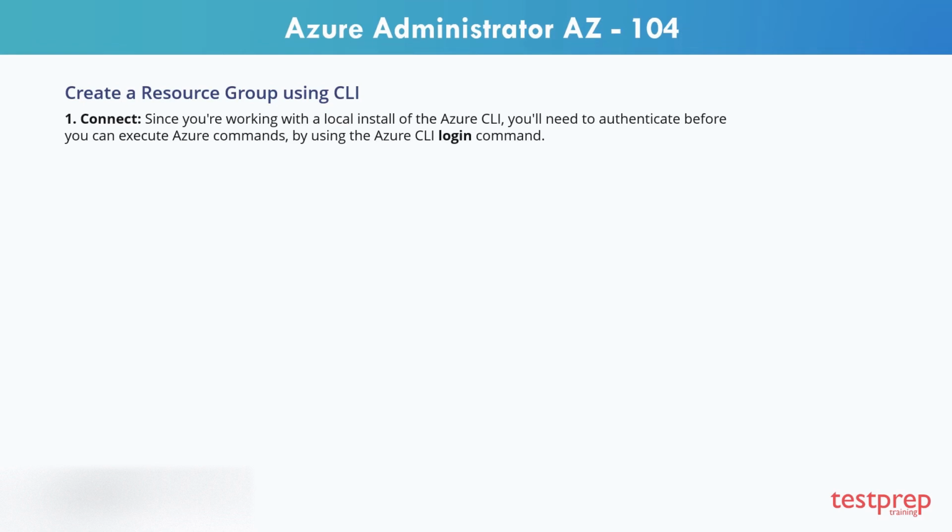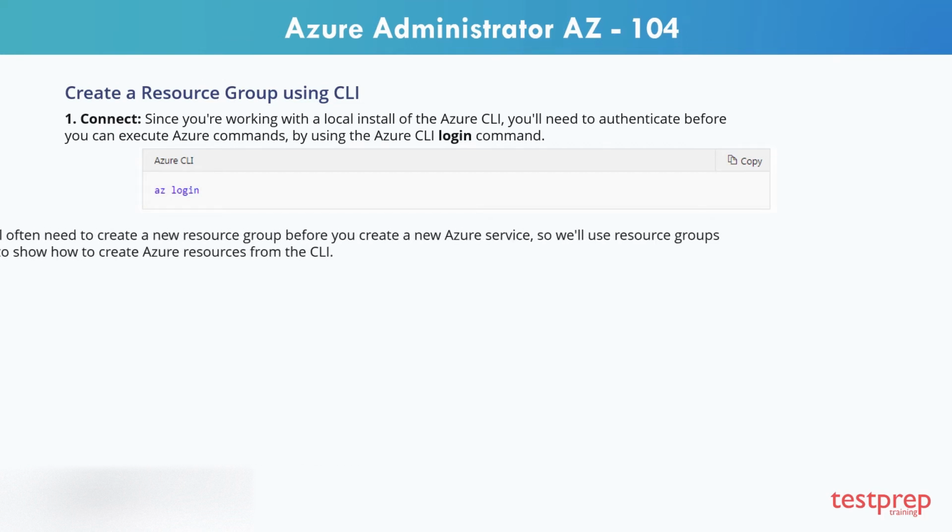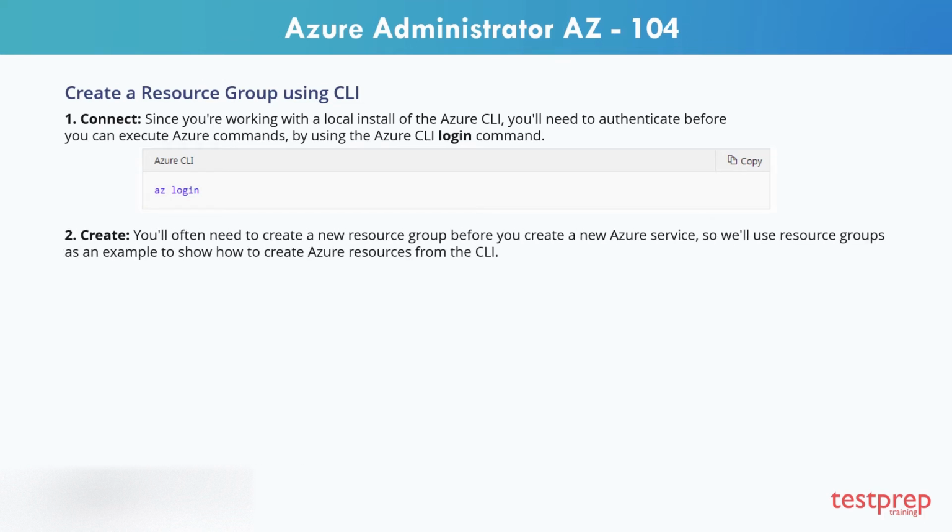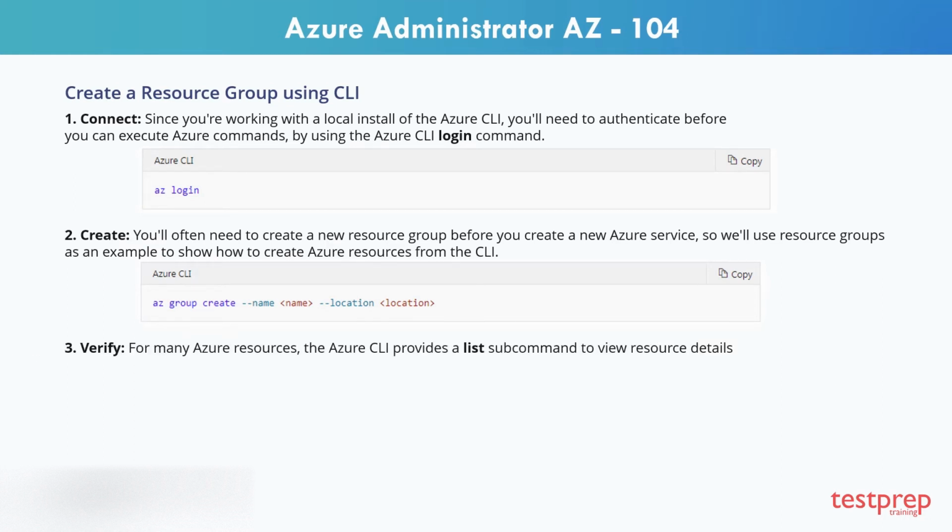1. Connect. Since you're working with the local install of the Azure CLI, you'll need to authenticate before you can execute Azure commands, by using the Azure CLI login command. 2. Create. You'll often need to create a new resource group before you create a new Azure service, so we'll use resource groups as an example to show how to create Azure resources from the CLI. 3. Verify. For many Azure resources, the Azure CLI provides a list subcommand to view resource details.